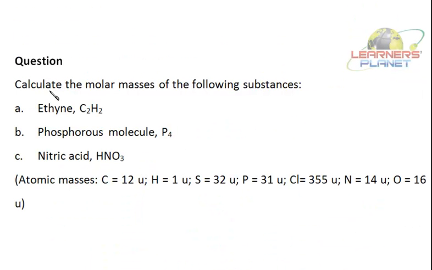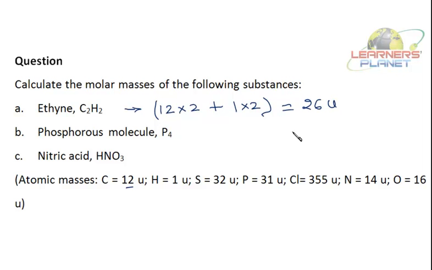Now here there is a question. Calculate the molar masses of the following substances. Ethyne, the formula given is C2H2. Now the atomic mass in units is given. So what will be the mass of ethyne? Carbon, what is the mass given? It's 12 units. How many atoms of carbon are there? 2 atoms. Plus hydrogen, what is the mass of hydrogen? 1 unit. How many atoms of hydrogen are there? 2 atoms. So this will give the molecular mass of ethyne, and it comes out to be 26 units.